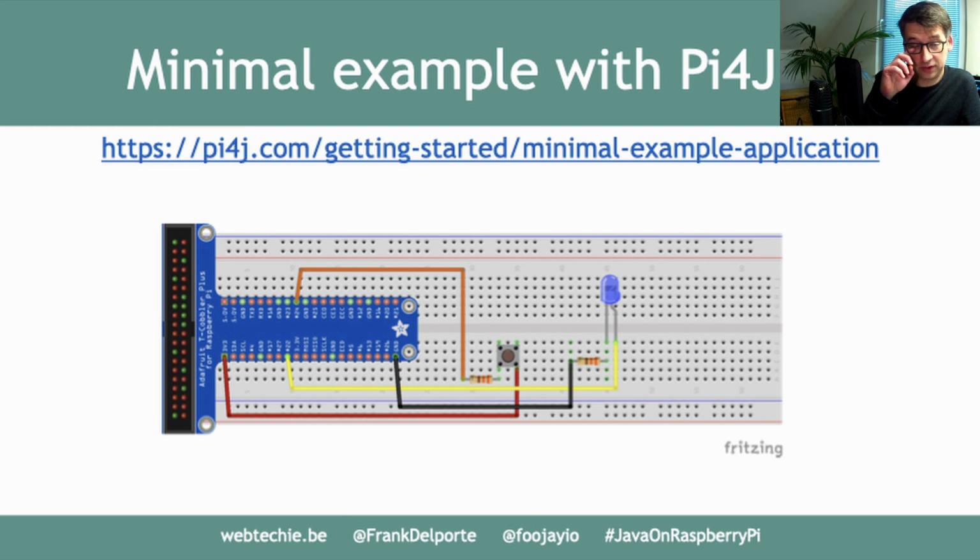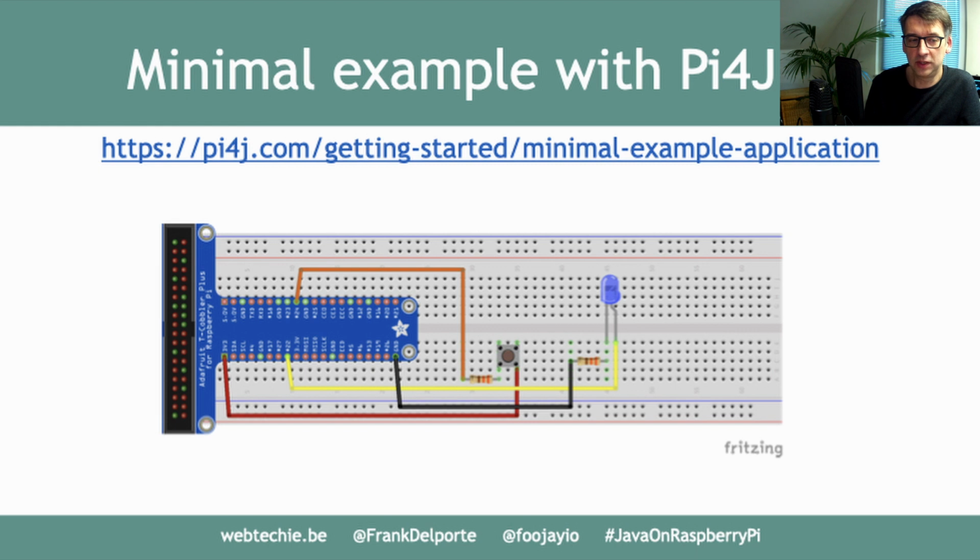Let's look at getting started, the minimal example application, which is part of the documentation website. It has a LED, it has a button, and the idea of this project is that the LED blinks, and every time that you push the button, the LED blinks a bit faster, and if you have pushed the button 5 times, the application stops.